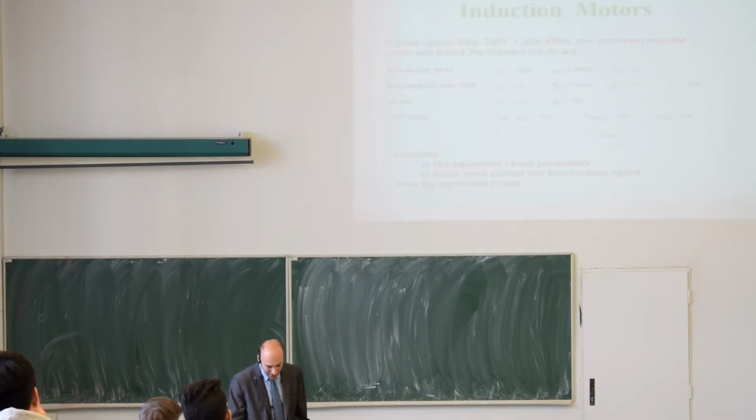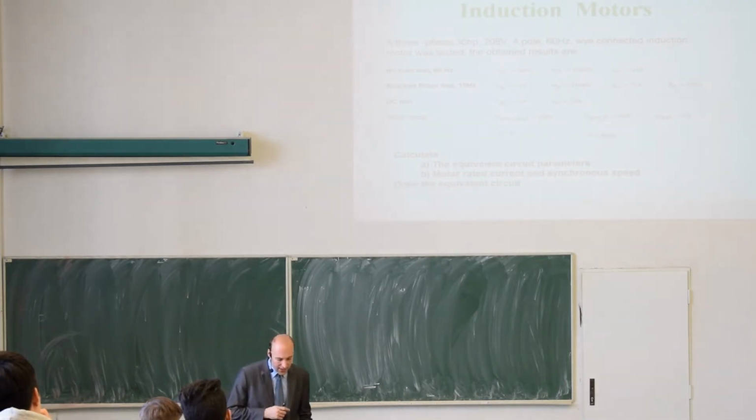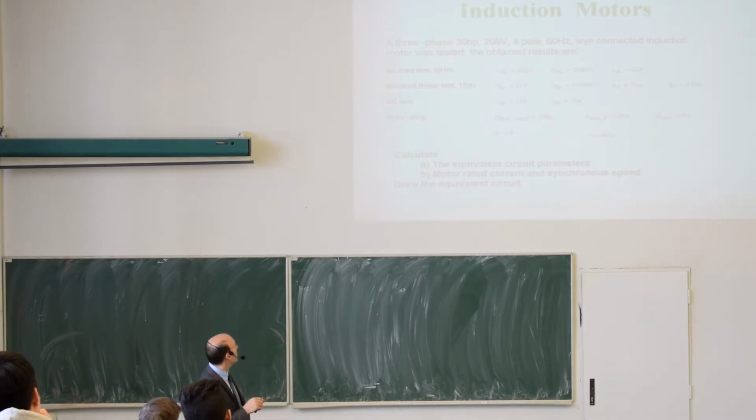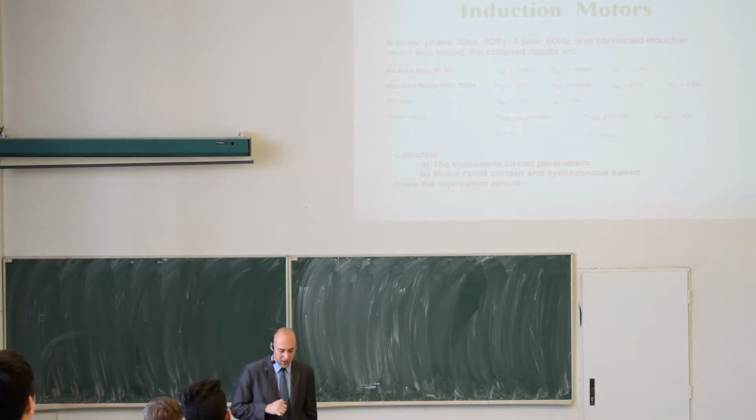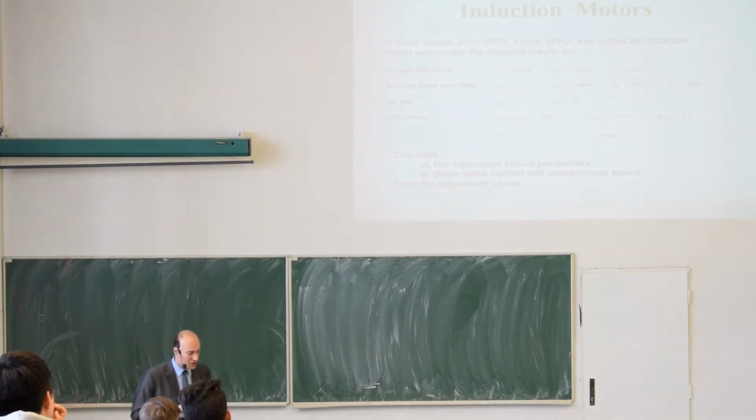Now I have here a numerical example where we will see roughly the parameters of an induction motor for about 30 horsepower. This is for 60 hertz, so it's for the US and for countries that are using 60 hertz frequency. And you can see roughly the parameters that were obtained by these three experiments that we just described.